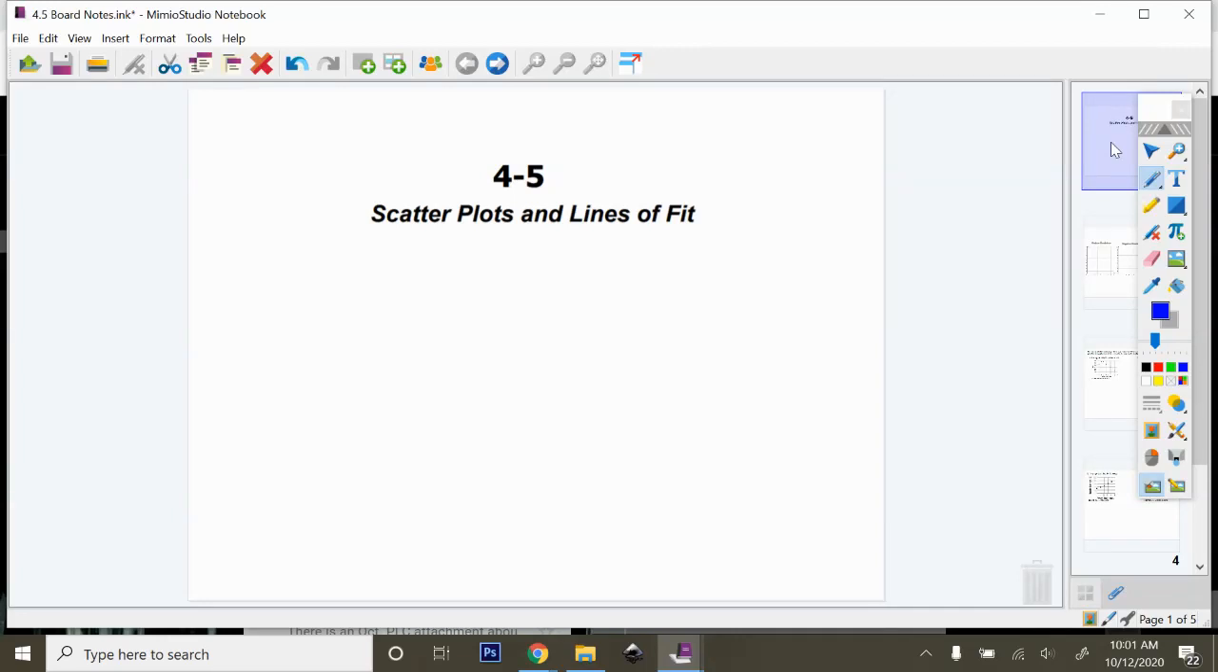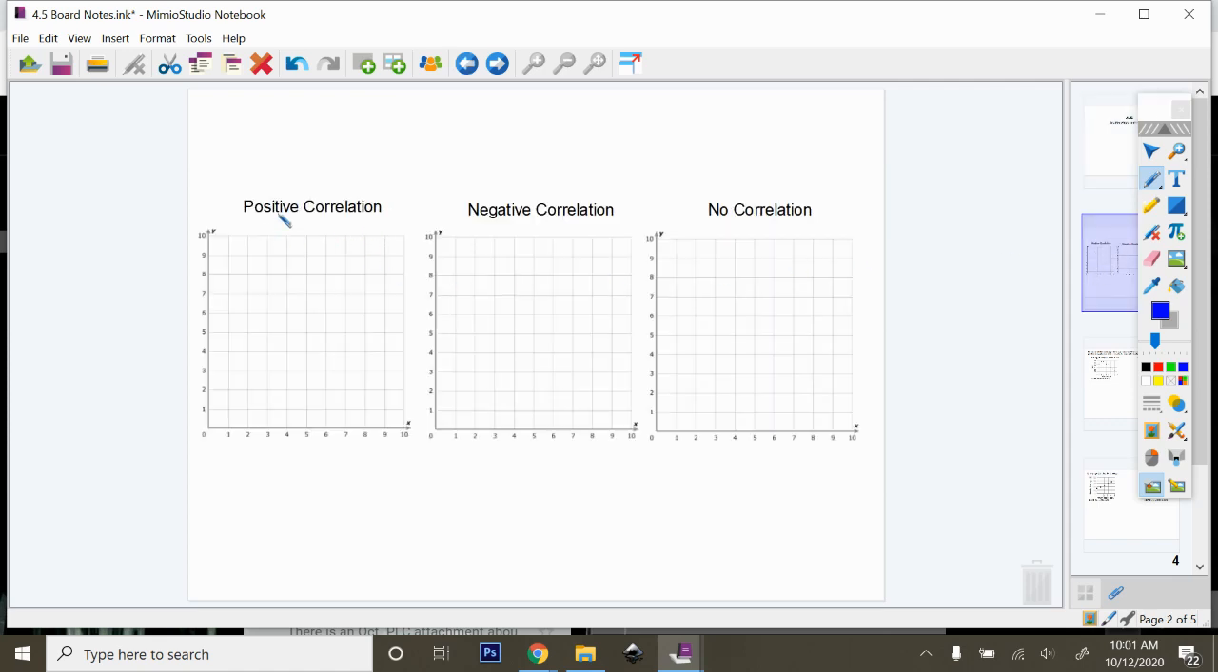Scatter plots and lines of fit. So what we want to do first here is look at some scatter plots. And I actually want to look at three different ones. There are positive correlations, negative correlations, and no correlations in scatter plots. Correlation just means how are they related? They're related positively, negatively, or they're not related at all.